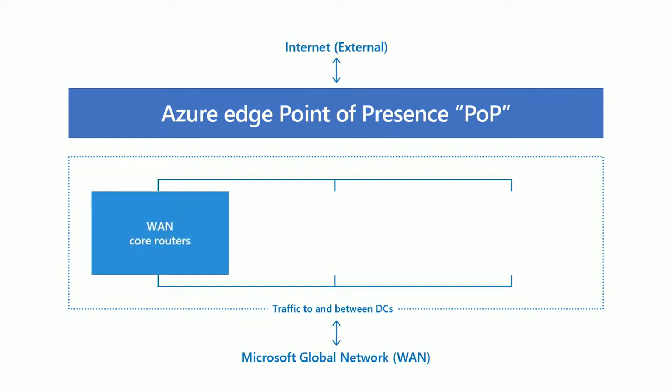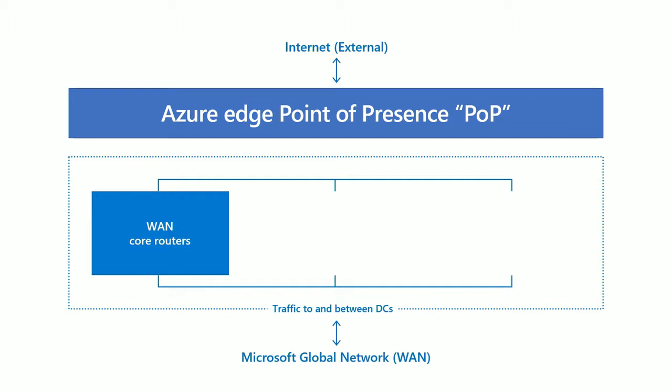The first one being the WAN and the core routers. This is where we bring together the Microsoft Global Network, all of our metro capacity, all of our subsea systems, et cetera. And this is also where we peer with our internet service providers across the world. We have thousands and thousands of ISPs that peer with us so that when you're entering into our network, you have an optimized connectivity solution.